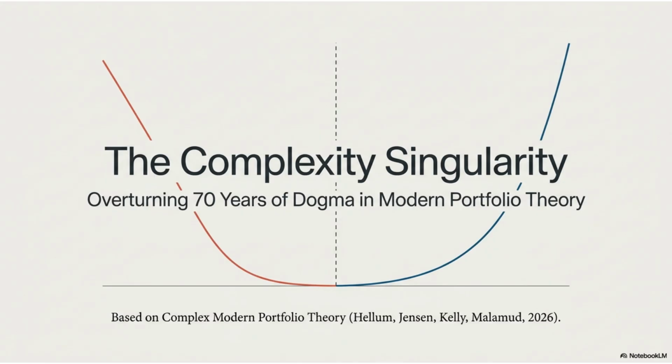It really is. Our mission today is to unpack how they proved that intentionally overwhelming a system with variables, literally pushing past the breaking point of traditional math, is actually the secret to radical performance. It completely dismantles decades of financial dogma. But to really appreciate how throwing more complexity at a problem actually solves it, we have to establish the baseline they're breaking. We need to know what the rules are before we break them.